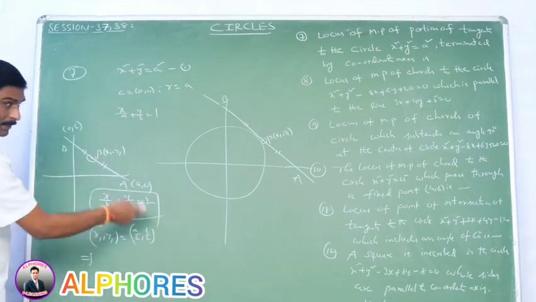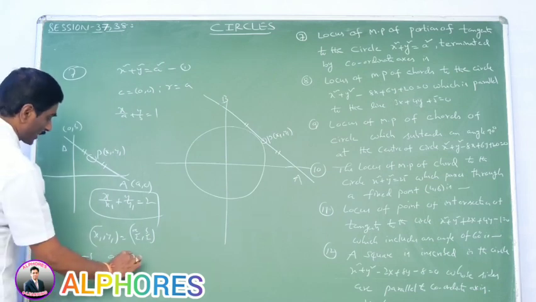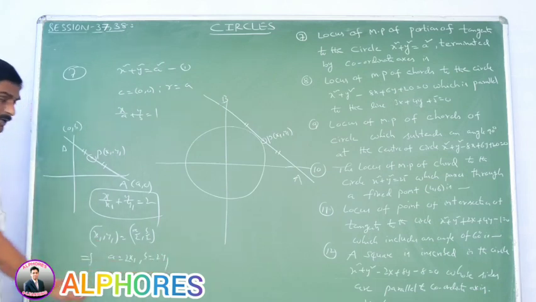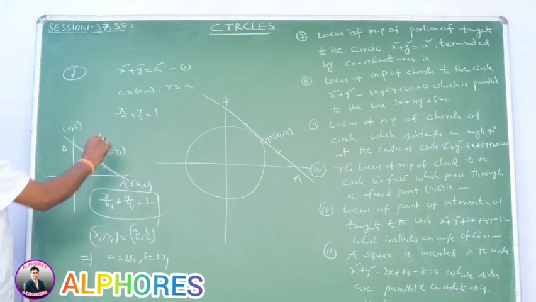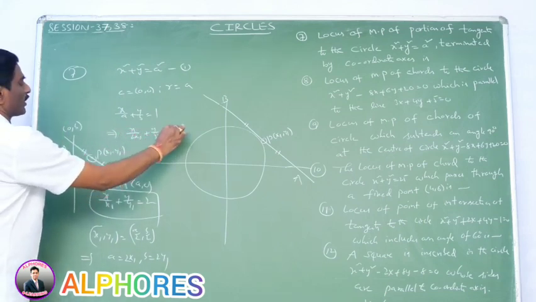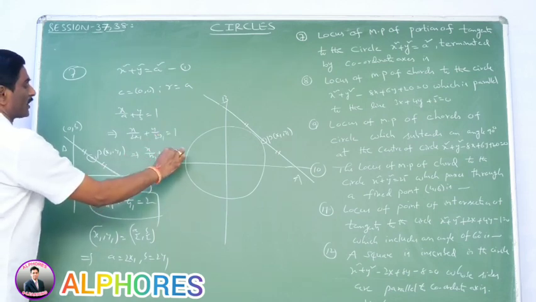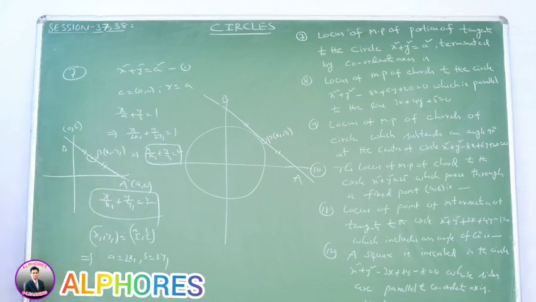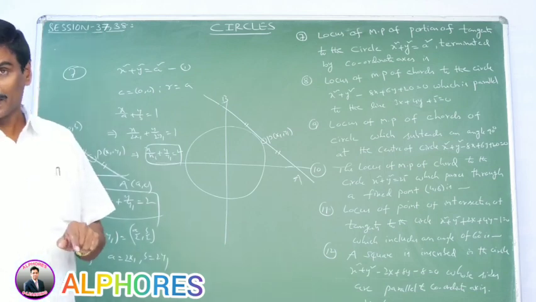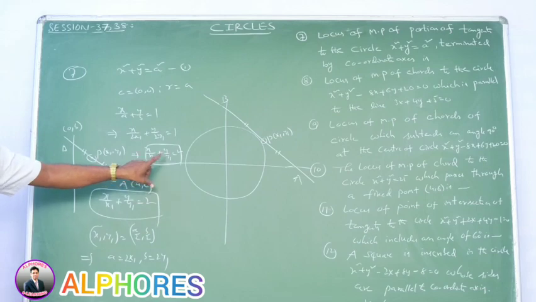By comparing the like terms on both sides, x coordinates and y coordinates, a is equal to 2x1, b is equal to 2y1. Substitute the values of a and b in this equation, we get x by 2x1 plus y by 2y1 is equal to 1. Multiplying on both sides with 2, x by x1 plus y by y1 is equal to 2. It is the equation of the line. Very very important point. Please note this point. If P x1 comma y1 is the midpoint of the line segment AB, then the equation of the line AB is x by x1 plus y by y1 is equal to 2.